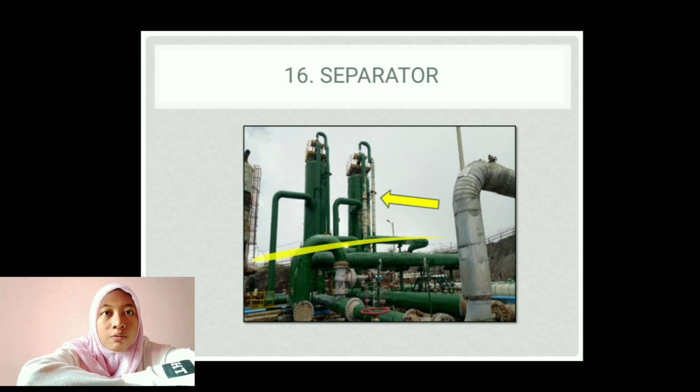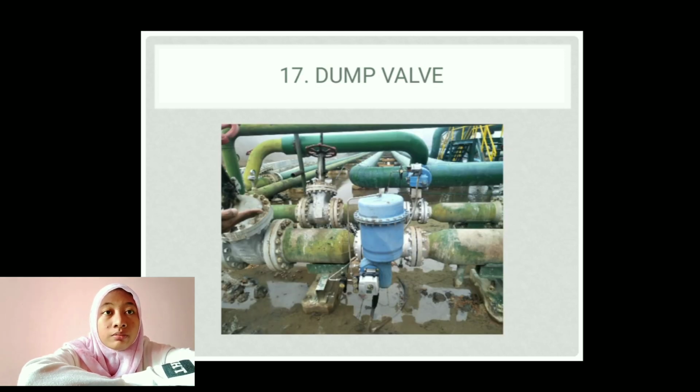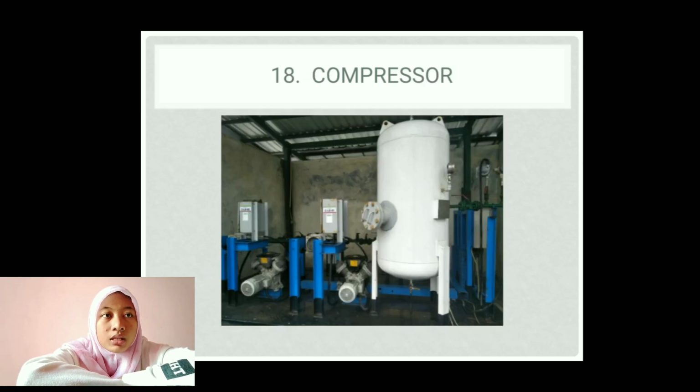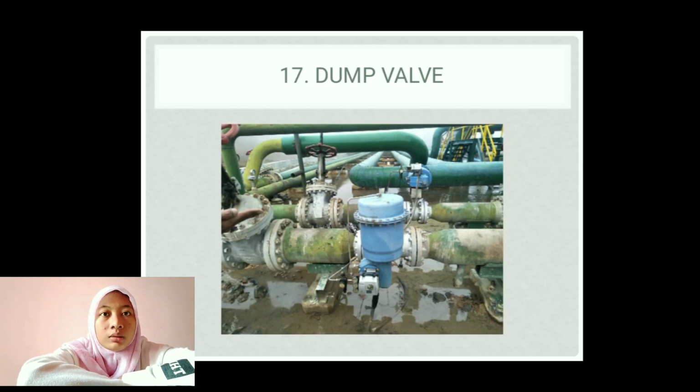Number 17, dump valve. If the dump valve has a problem, it will fail open. This can be indicated by flowing steam to the brine outlet or flowing brine to the steam outlet. If this happens, it is certain that the production process will be disrupted.